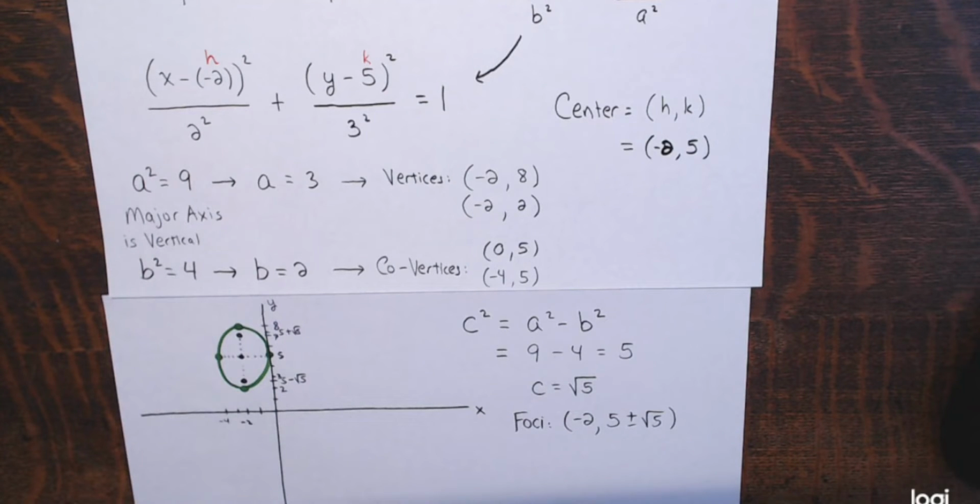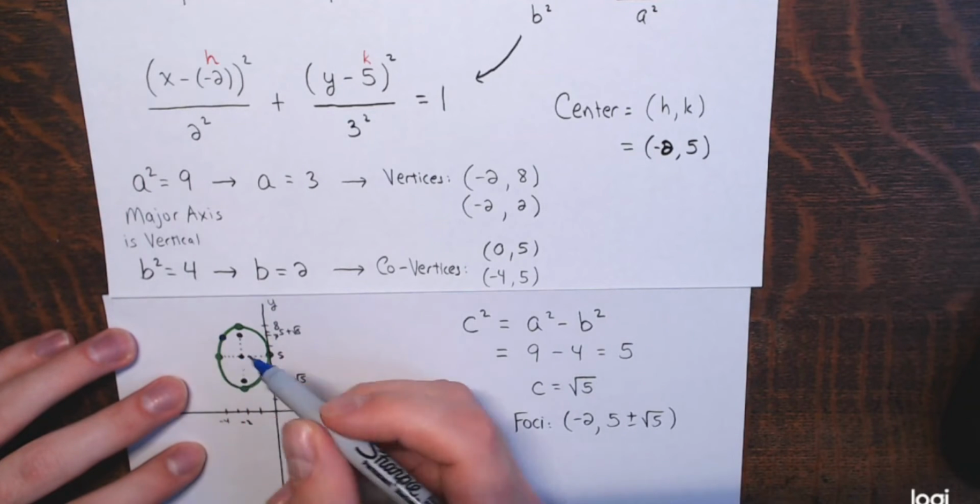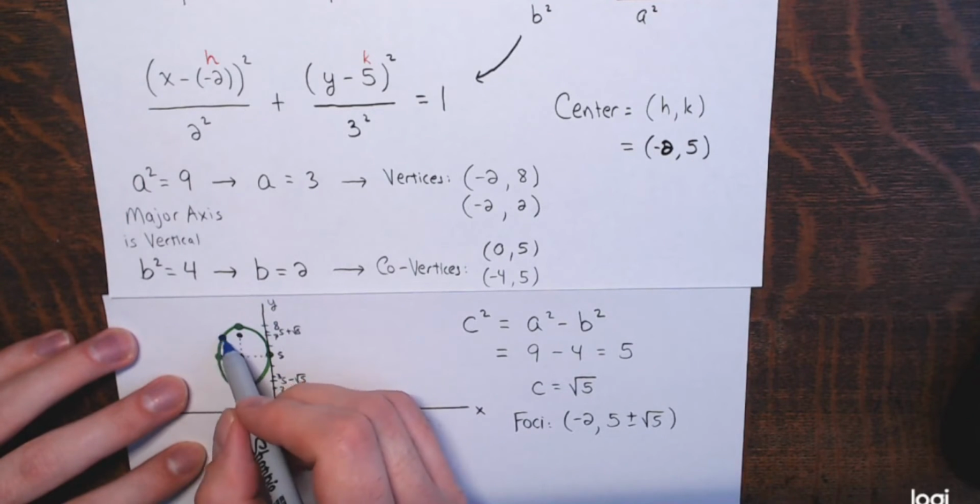If you plug in negative 2 for x and then 5 plus the square root of 5 for y, or 5 minus the square root of 5 for y, they don't satisfy the equation. Right? What's important about the foci was the following. And again, I'm assuming you remember a lot of this stuff from previous videos, previously reading this section. But remember how the foci are used in the definition of an ellipse.